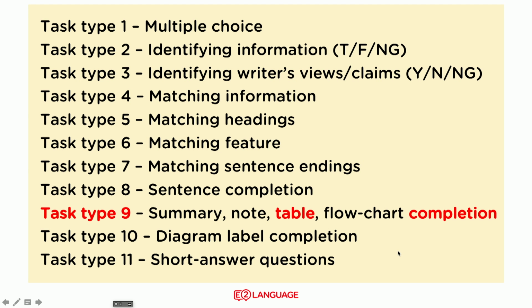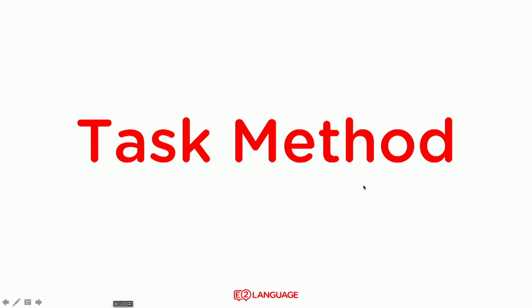As you may know by now, there are 11 different question types in IELTS reading, from multiple choice to short answer questions and everything in between. This one is task type number 9. This is the table completion. You may also see a summary completion or a flowchart or a note. This is the table. So let's go through the method because you may see this one on test day.